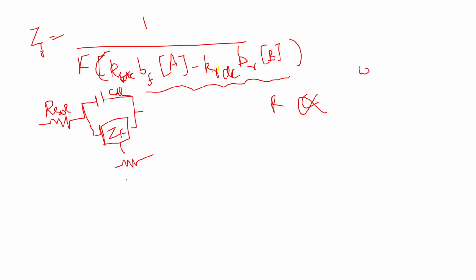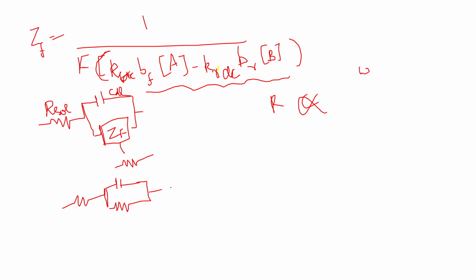Any doubt? Are you able to get the concept of what I told at the end? Yes. So here it will be our solution. You will have CDL, which is parallel to here. Faraday impedance will be nothing but a simple resistor.